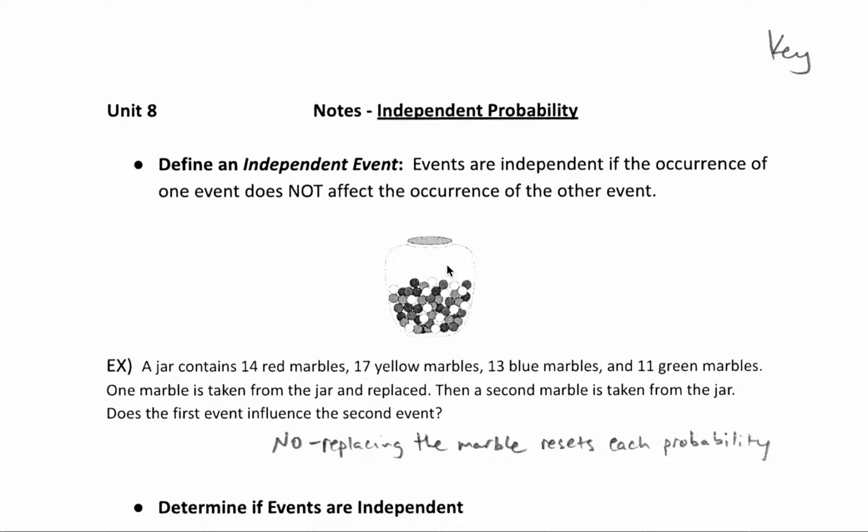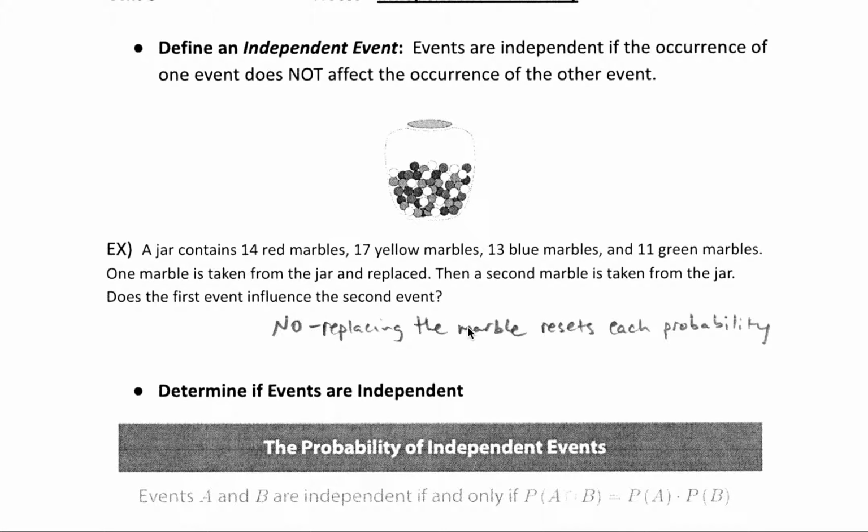For example, we could have a jar of marbles of all different colors. If I choose a marble, it doesn't matter what color, and then I put that marble back, and then I choose a second marble, well, the probability of choosing any colored marble on that second attempt is not affected by whatever color I chose on the first one because I put the marble back. So because I'm resetting my sample size each time I put the marble back, these events do not affect one another, so they would have independent probabilities.